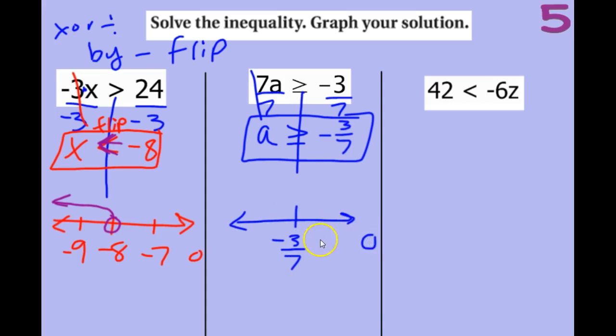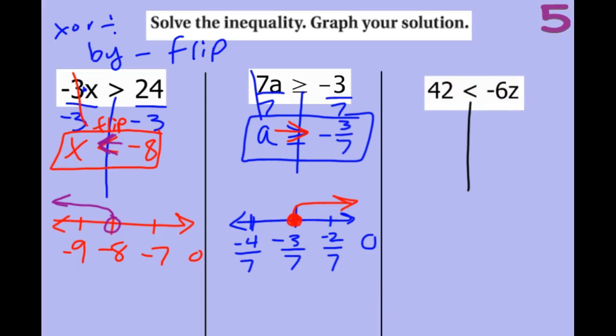I know 0 is over here, so negative 2/7 would be greater, and negative 4/7 would be a less number. So this one is equal to, so this is a closed circle, and then greater than is to the right, towards the positives. Anything greater than a negative would be a positive.